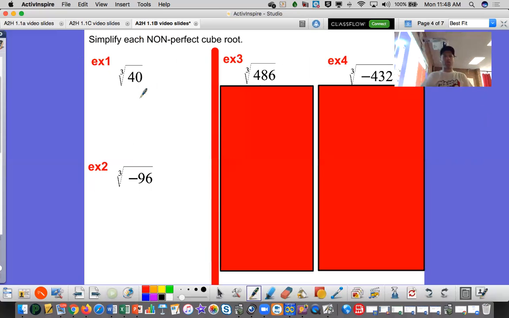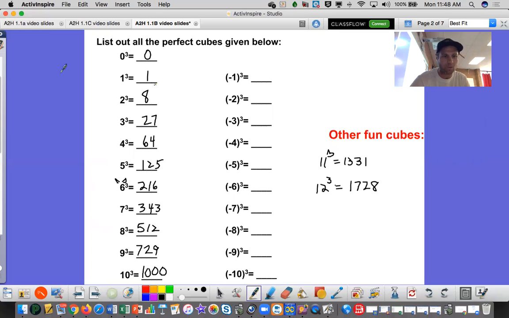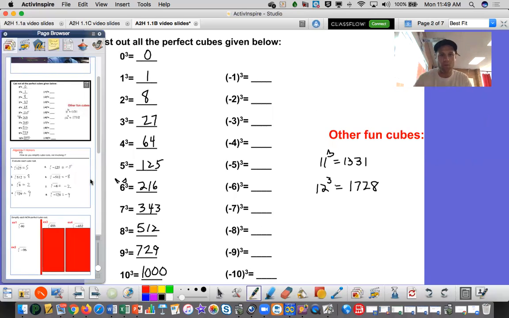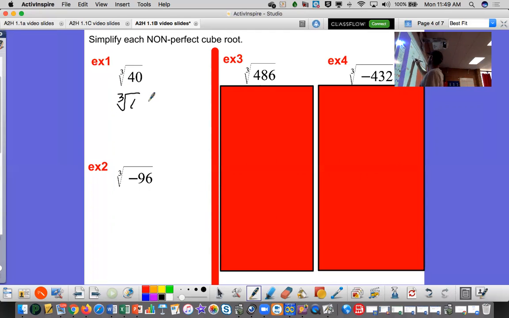The first one here is the cube root of 40. I'm thinking about these cubes and wondering if any of them go into 40. I know 8 goes into 40. So I'm going to use the cube method without a factor tree, because I know the cube root of 40 is the same as the cube root of 8 times the cube root of 5, which equals 2 times the cube root of 5.